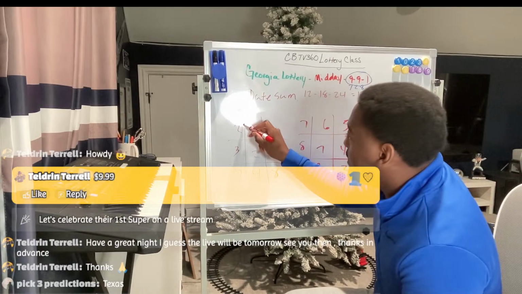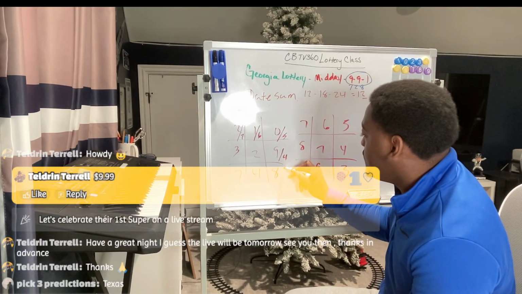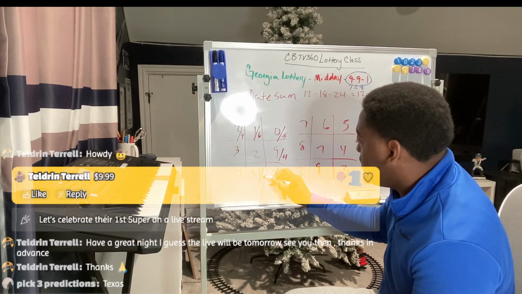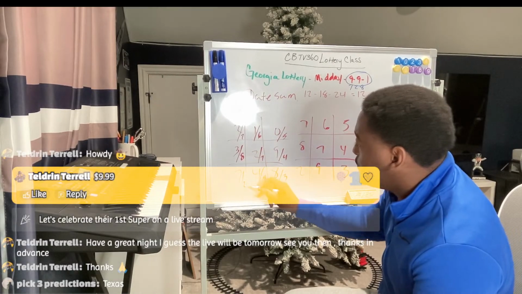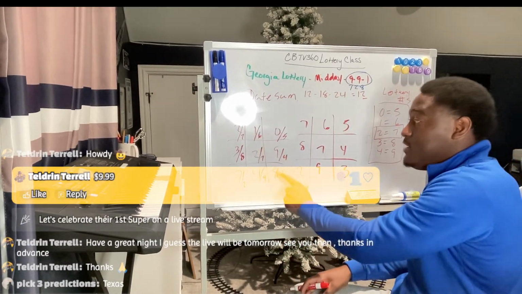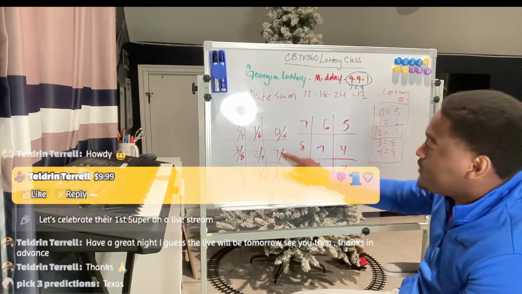So I go ahead and put 7, 6, 5, 4, 3. I put 9, put 7, 6. I put 8. I put 2. So when I look at my chart, I see double numbers, but it gives me more probability of the numbers.